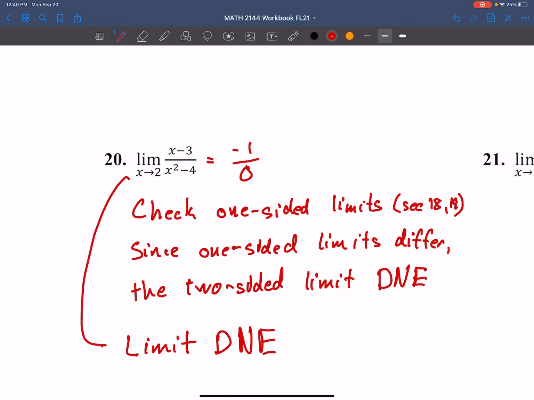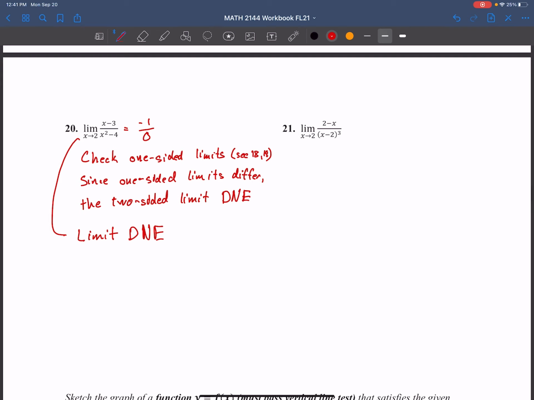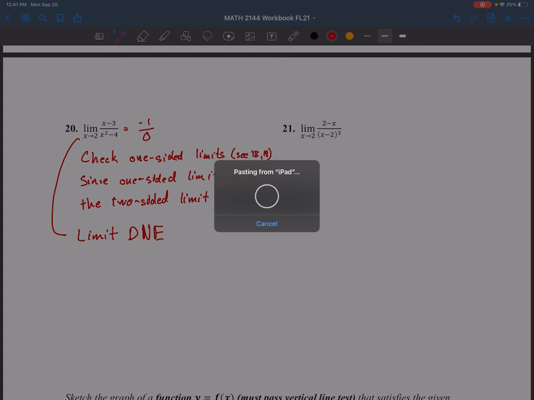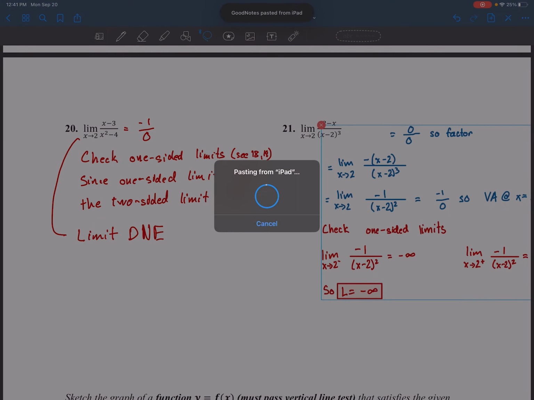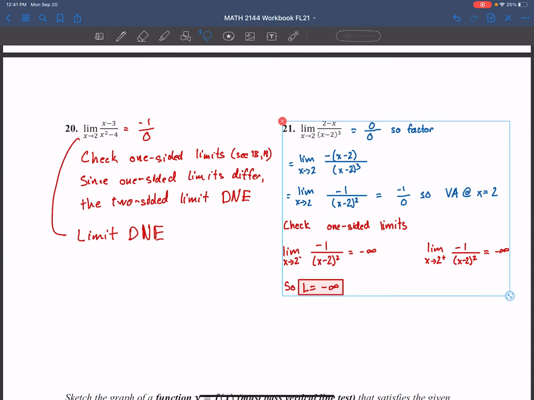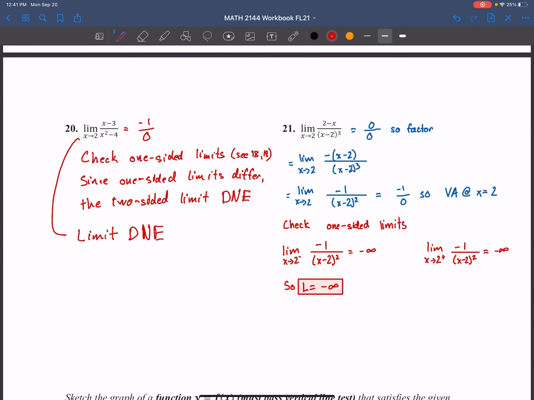So if you ever have a scenario where you can't factor and cancel, what you will do is check the one-sided limits. For the sake of time, I'm going to just go ahead and put up the work for 21. I'll leave it to you as an exercise after class. But here's the work for 21.